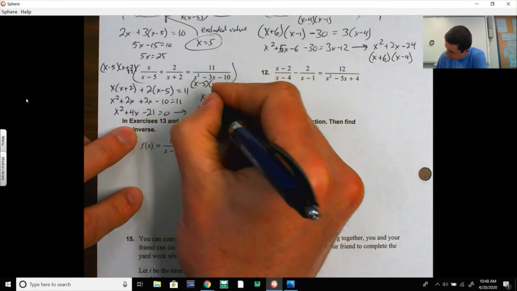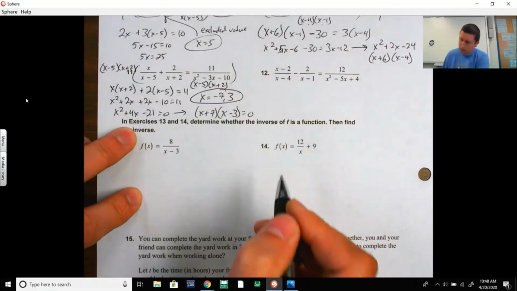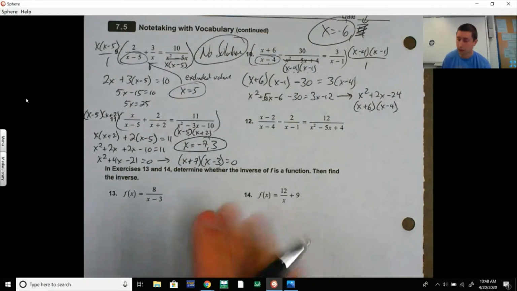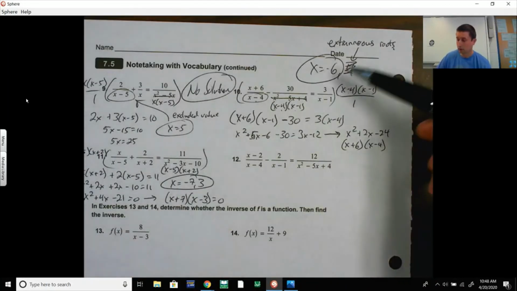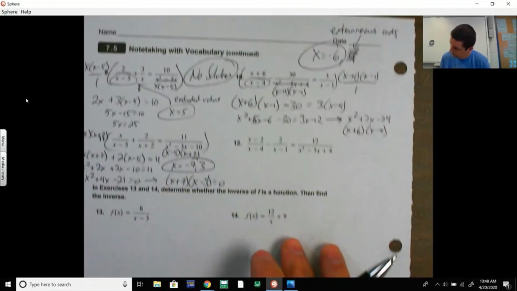So I get x equals negative 7 and positive 3, which both fit in my domain. So I'd have two answers on that one. So these first three examples, we've had a no solution. We've had two solutions where we had to throw one out. And now we have two full solutions. See what this last one brings us.